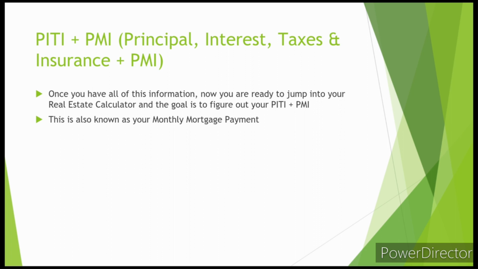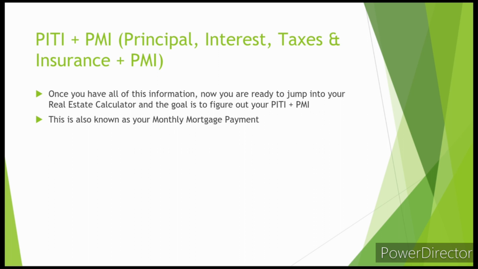So once you have all of the information that we just talked about, now you are ready to jump into your real estate calculator, and the goal is to figure out your PITI plus PMI. This is also known as your monthly mortgage payment, right? This is what you're actually going to be paying your bank or your lender every single month. And if you have PMI, which means you didn't put 20% down, then you're going to have to pay that inside of your mortgage too. And you're going to see all of this in a second when we jump into the real estate calculator.